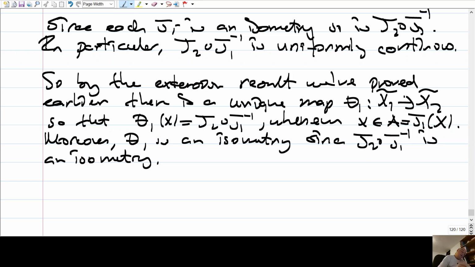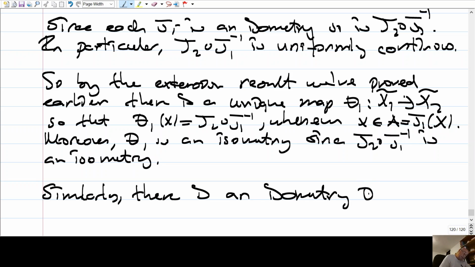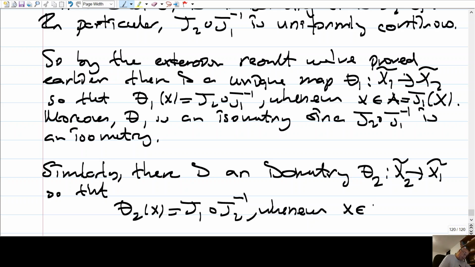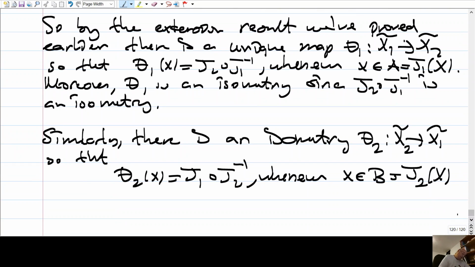Similarly, there is an isometry theta 2 from x2 tilde to x1 tilde, so that theta 2 of x is equal to, this time, j1 composition j2 inverse whenever x is in, not A, let's say B, which is j2 of x. j2 of x will be a subset of x2 tilde, of course. Same setup.